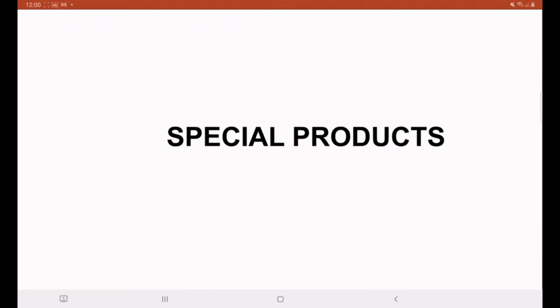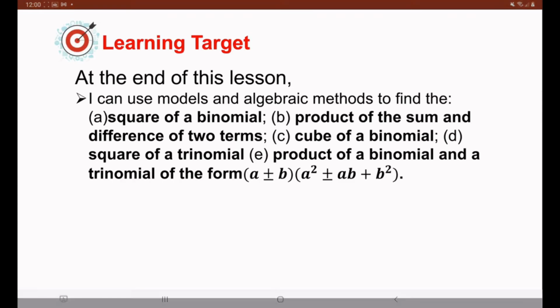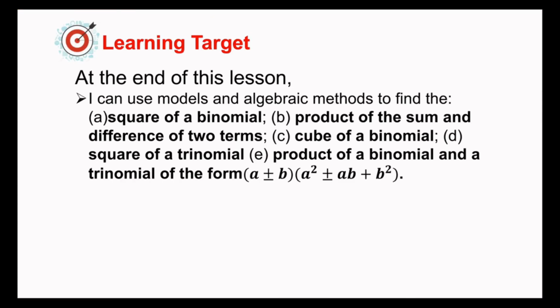In this lesson, we will discuss special products. And these special products are the following. We have square of a binomial, product of the sum and difference of two terms, cube of a binomial, square of a trinomial, and product of a binomial and a trinomial of the form a plus or minus b times a squared plus or minus ab plus b squared.